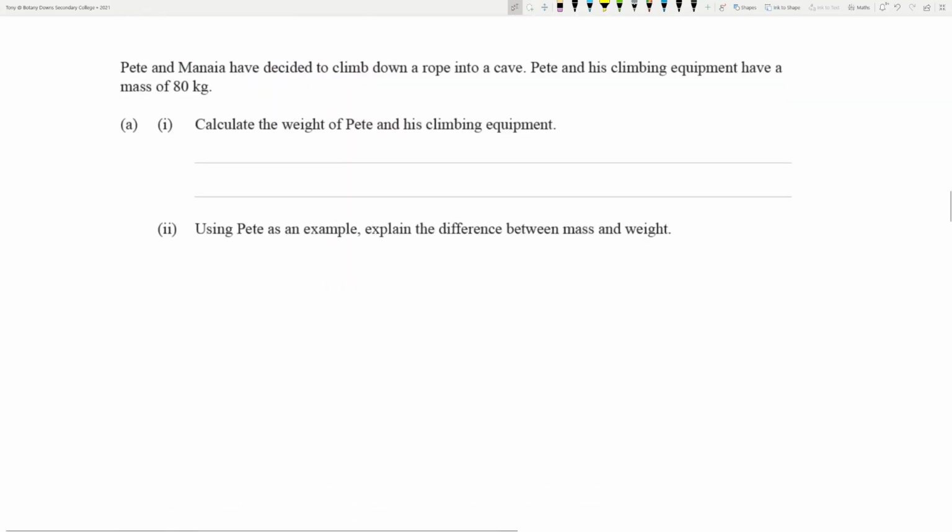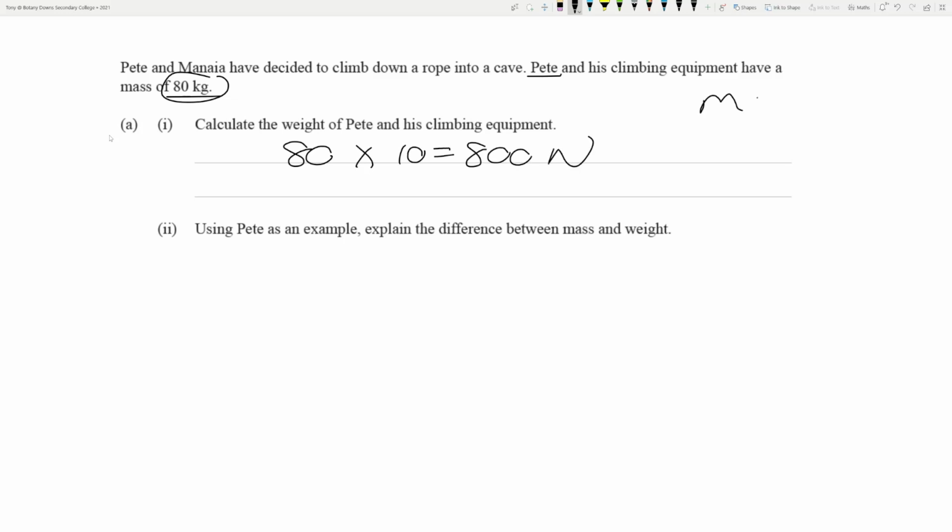So this is question 2. So let's have a look. Pete and his climbing equipment have a combined mass of 80 kilograms. So if you know the mass, you know the weight. It's just 80 times 10, which gives you 800 newtons. Mass times gravity gives you the weight, and it's just always the kgs times 10. Just remember that. Okay, now explain the difference between mass and weight.